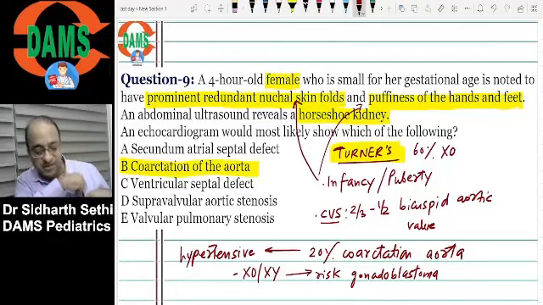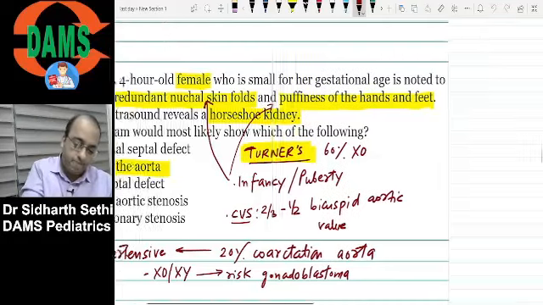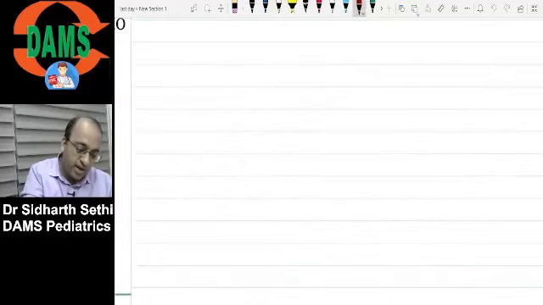Let's look at other options here. Supravalvular aortic stenosis, I just told you, is seen in Williams syndrome. And pulmonary stenosis, we will talk about this today. Till now in my class, I have just told you peripheral pulmonary stenosis is seen in Williams. But listen to me carefully, I'll just write it for you. There's a syndrome called Noonan syndrome.